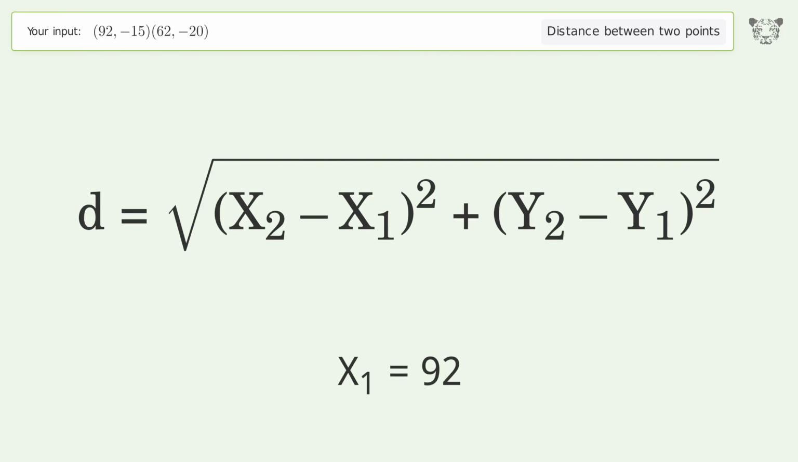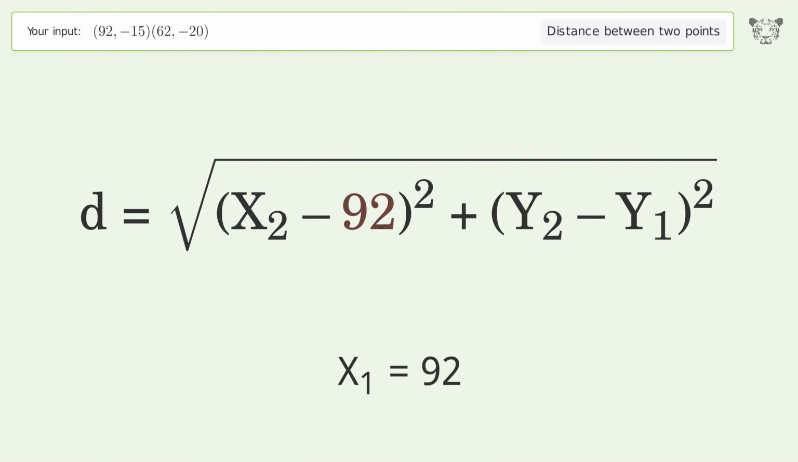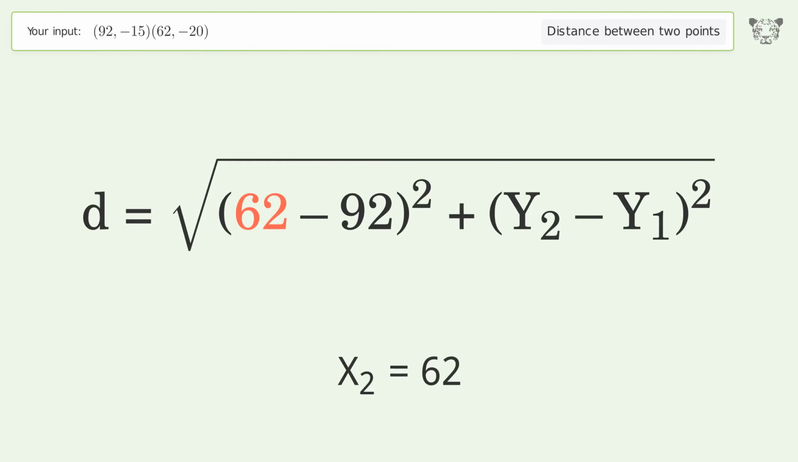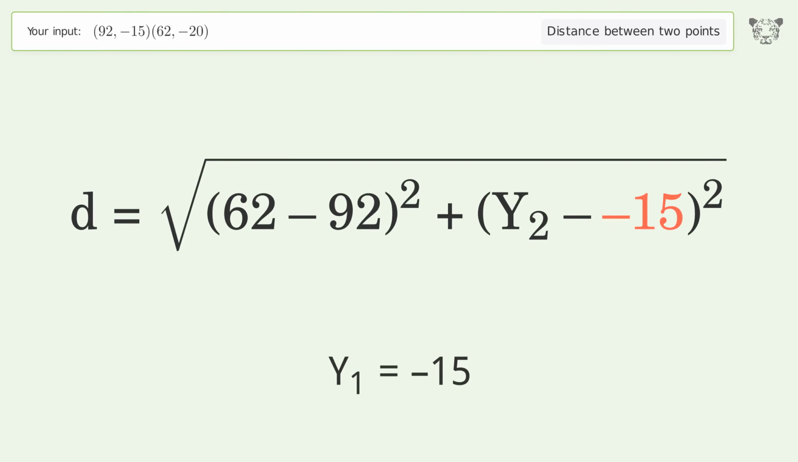x1 equals 92. x2 equals 62. y1 equals negative 15. y2 equals negative 20.